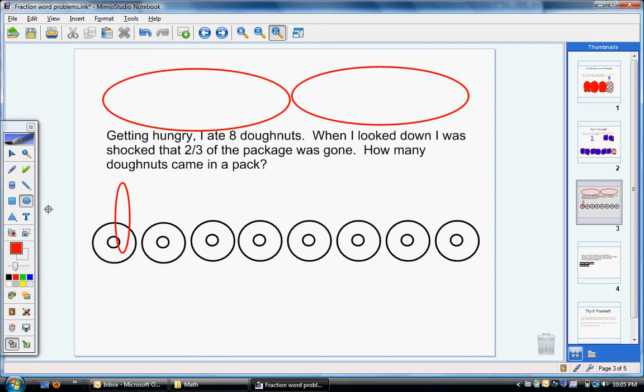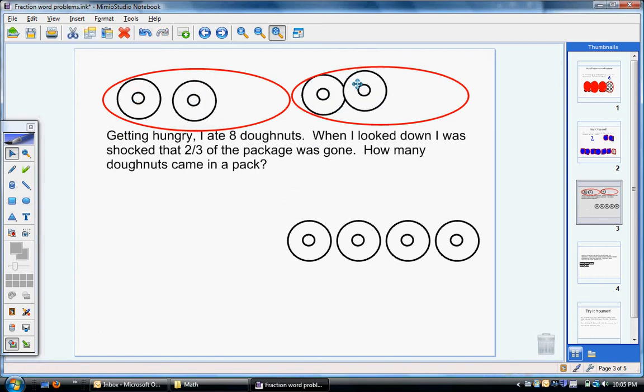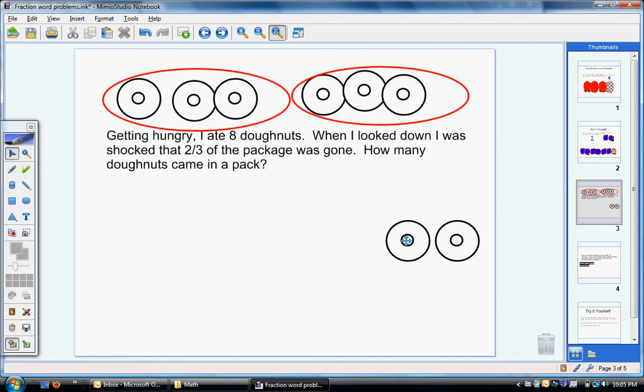So I'm going to sort my donuts. 1 donut for you, 1 donut for you, and so on and so forth, until all of my donuts have been sorted into the 2 groups that I have eaten. There, that worked out nicely. Each group has 4 donuts.